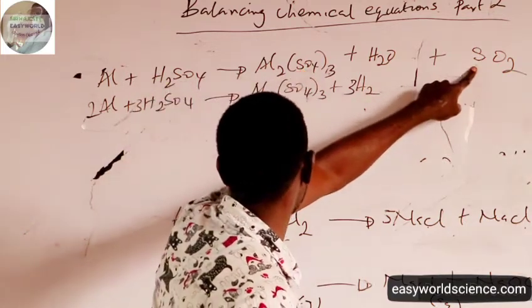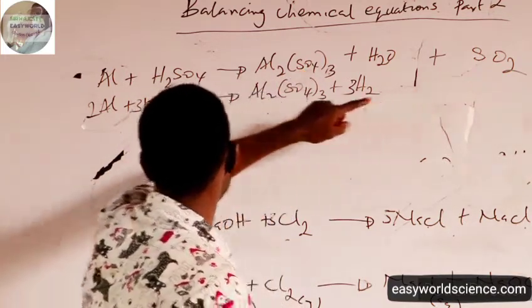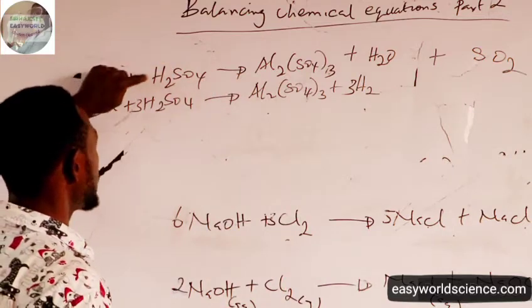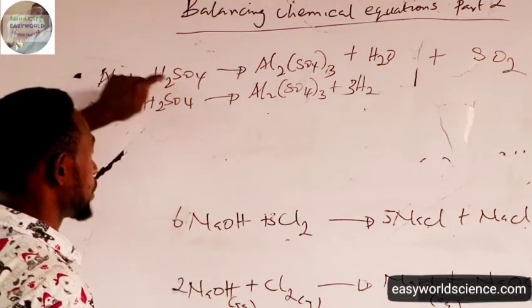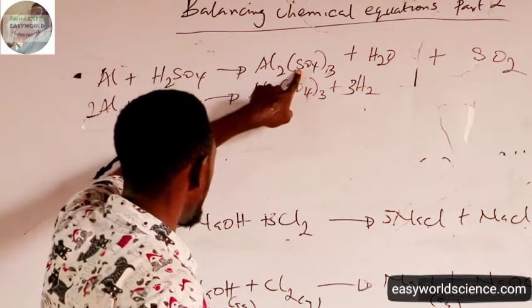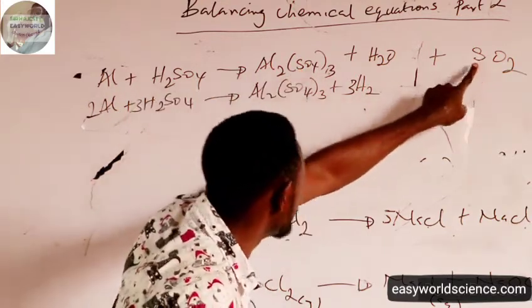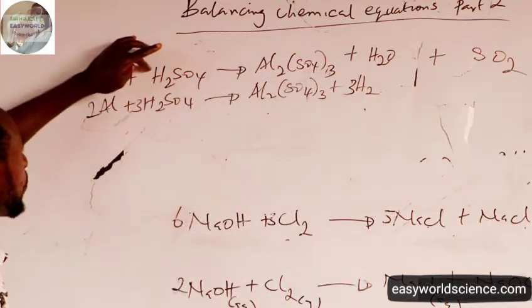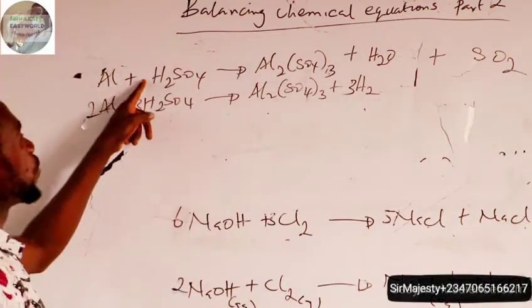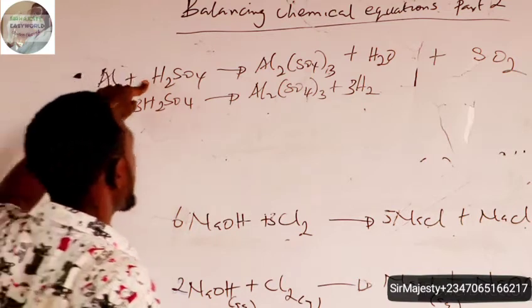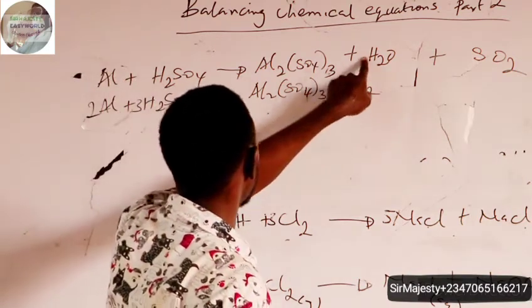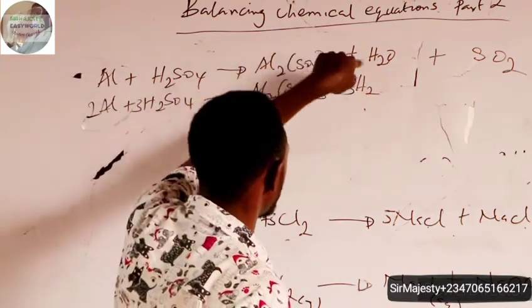Plus here we have 4. Therefore, anything that will balance this equation, anything you want to write here must start with 4. The reason is because we have gotten 1 times 3, which is 3 atoms of sulfur, plus this one here, which makes it 4. So you must start with the number here, 4. Then when you make this one 4, remember you'll be now forced to put the same 4 here.